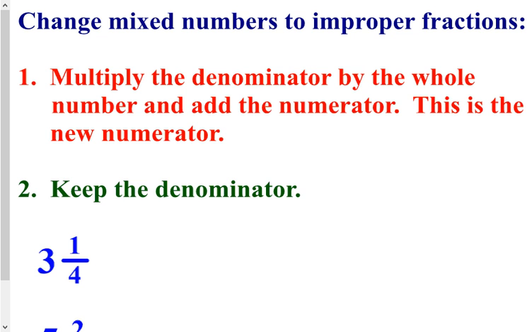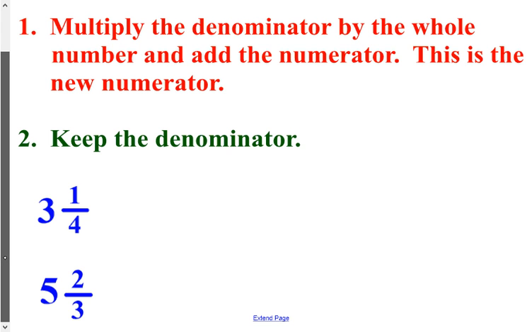So just to review that a little bit, if we want to change a mixed number to an improper fraction, remember how we do that. We multiply the denominator by the whole number and then add the numerator, making our new numerator. And then we keep the denominator. When we did this earlier this year, it kind of looked like this.